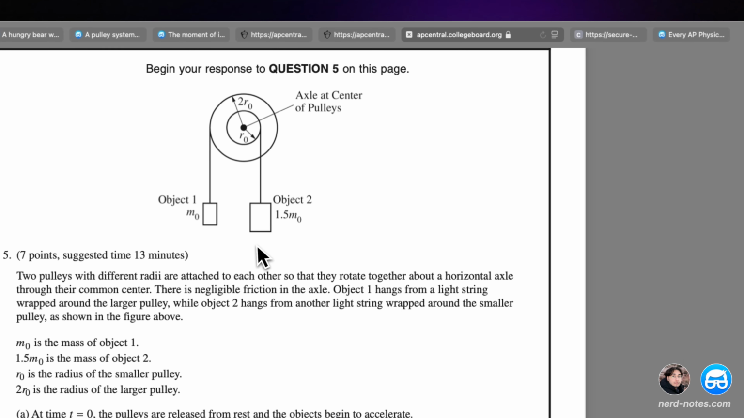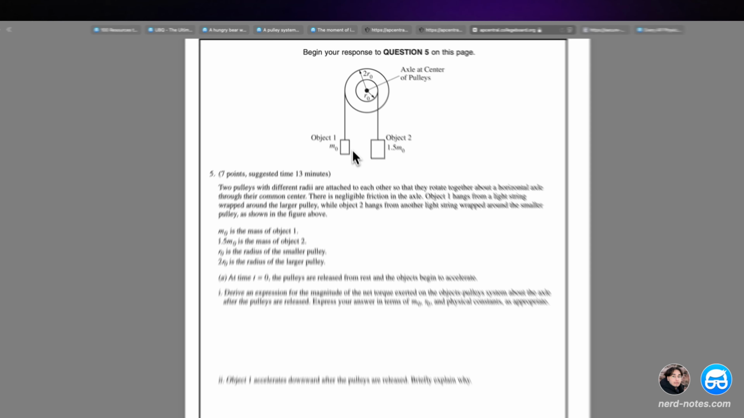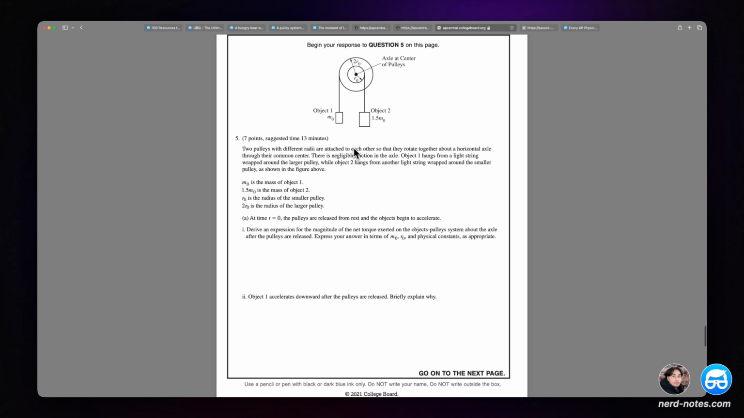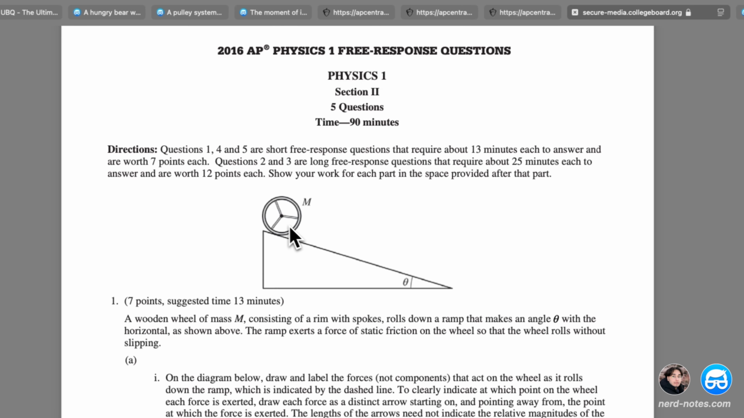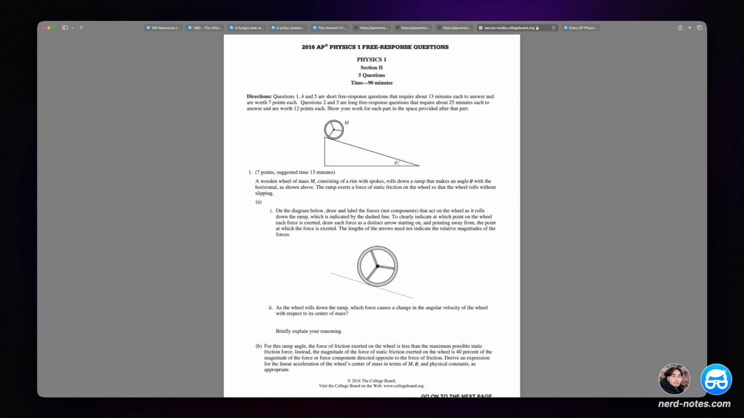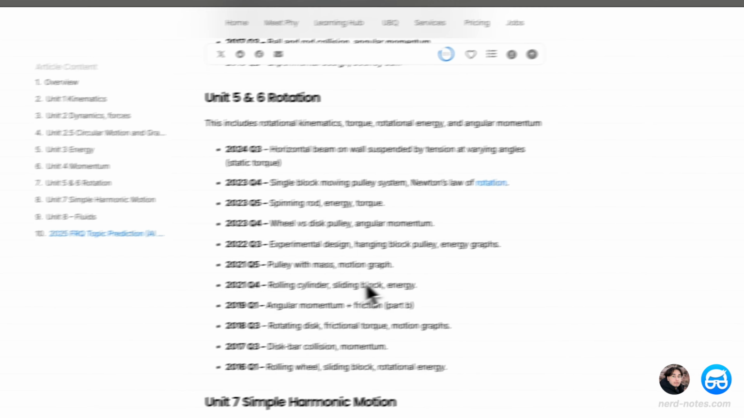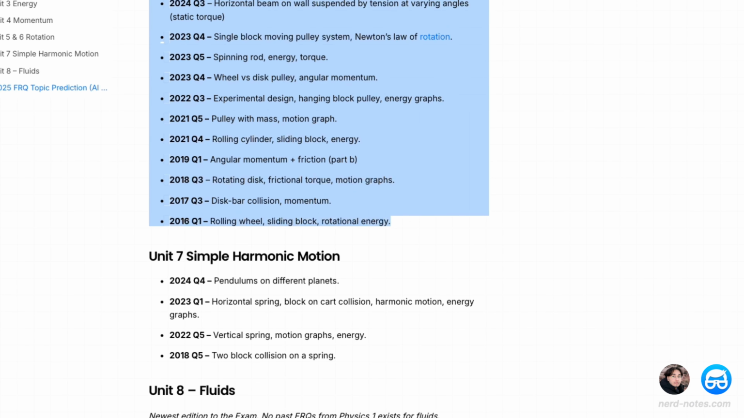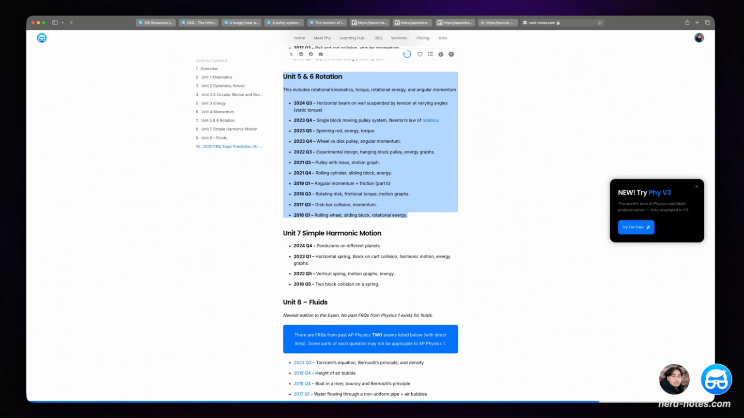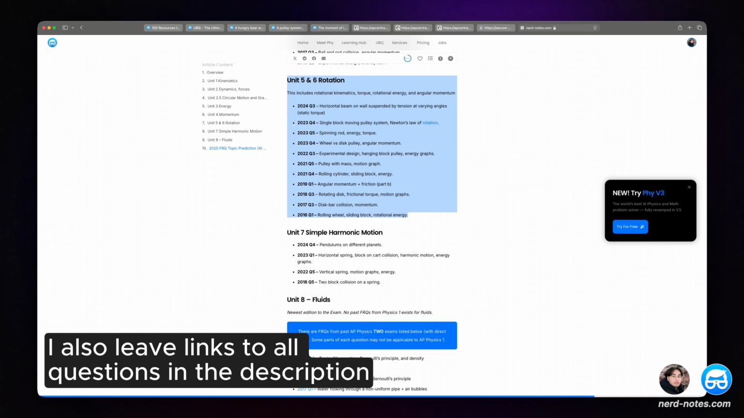And then here's another one that's a static problem, but it's a pulley problem that's trying to maintain static equilibrium. Then we have one more problem, and this is a rolling problem where a wheel is rolling down a ramp. If you're looking for these types of questions, just quickly sort by the rotational motion unit. I've already done all that sorting for you, and I'll paste the post link in the description of the video.